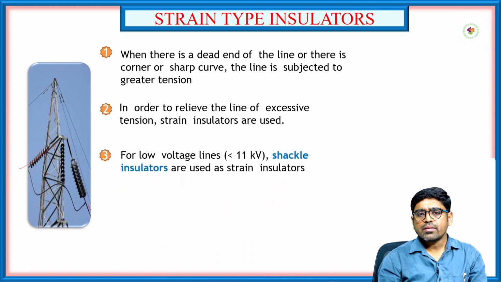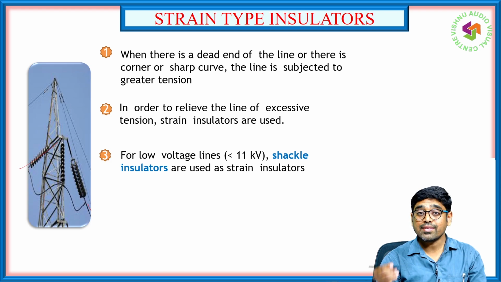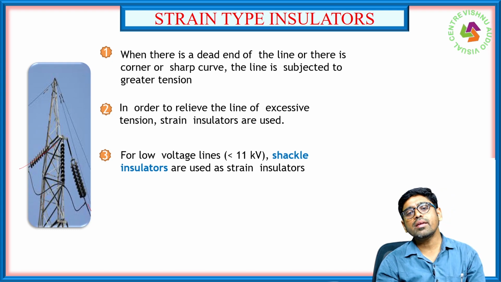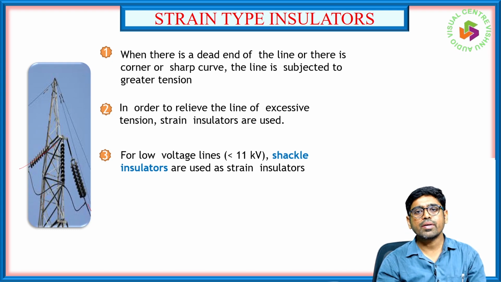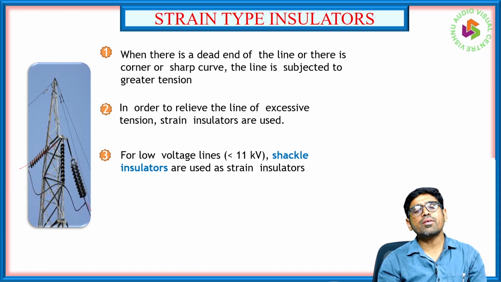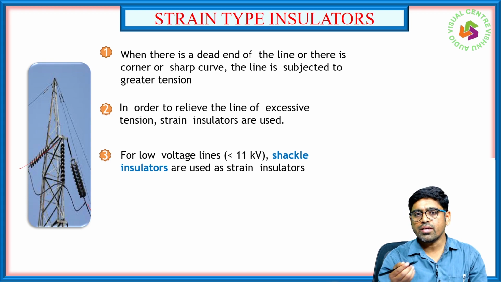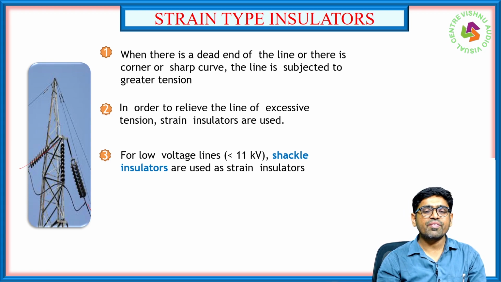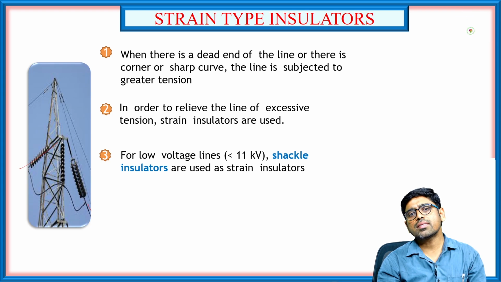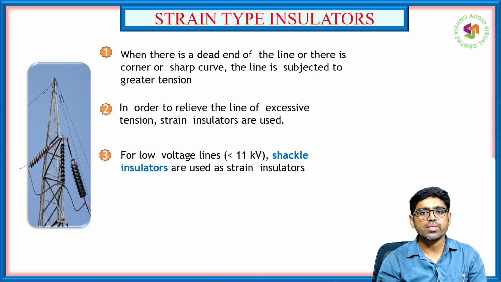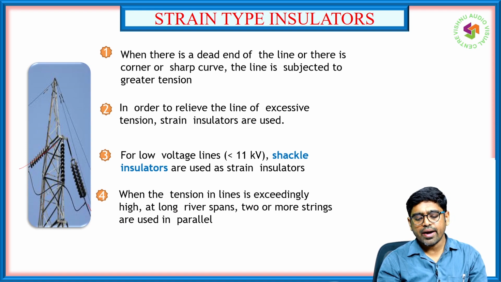And for low voltage lines, say less than 11 kV, shackle insulators are used as strain insulators. So whatever we discussed about the strain insulator can be recommended for systems above 11 kV, that is, our 33 kV transmission lines like that. And for systems below 11 kV, we have the shackle type of insulator. Like in your street, if you observe, in 415 or maybe 230 volt systems, where there is a dead end or line crossing, or a direction change, there we have this shackle type of arrangement. And when the tension in the line is very high at long river spans, two or more strings are used in parallel.